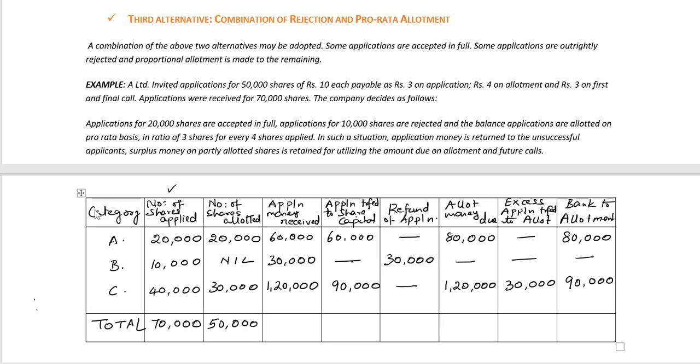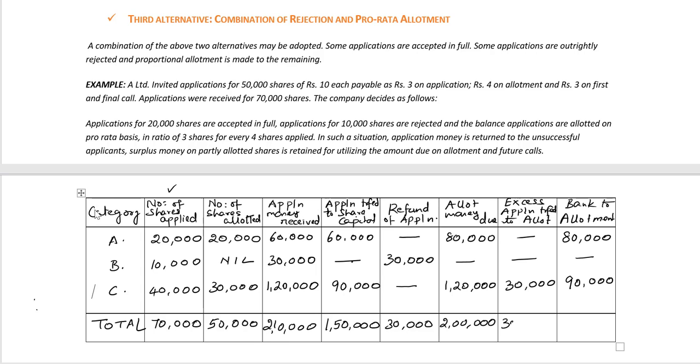So let's total this up. Total of application money received is 2,10,000 rupees. Amount transferred to share capital is 1,50,000 rupees in total. Refund of application money totals 30,000 rupees. Amount of allotment money due is 2 lakh rupees in total.